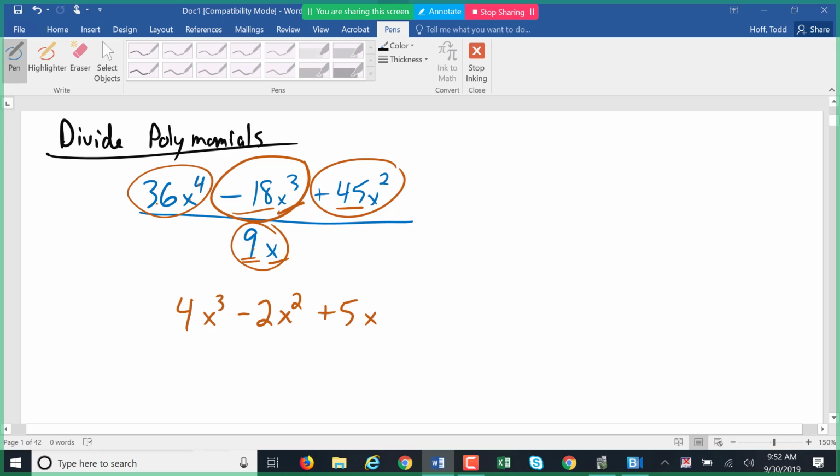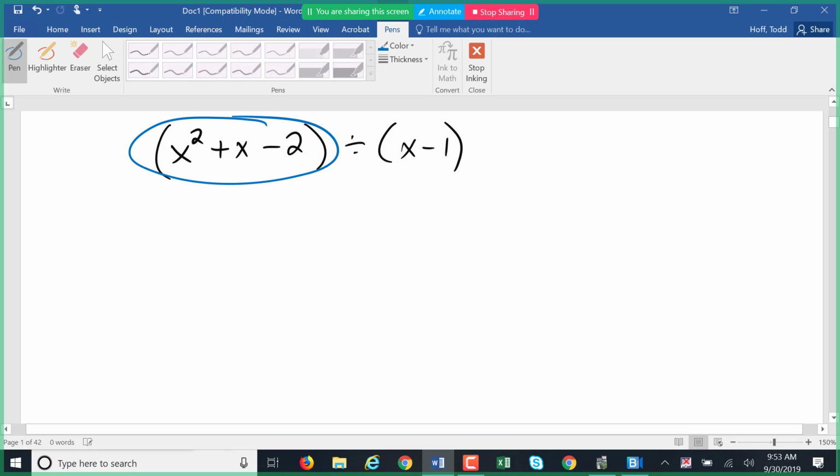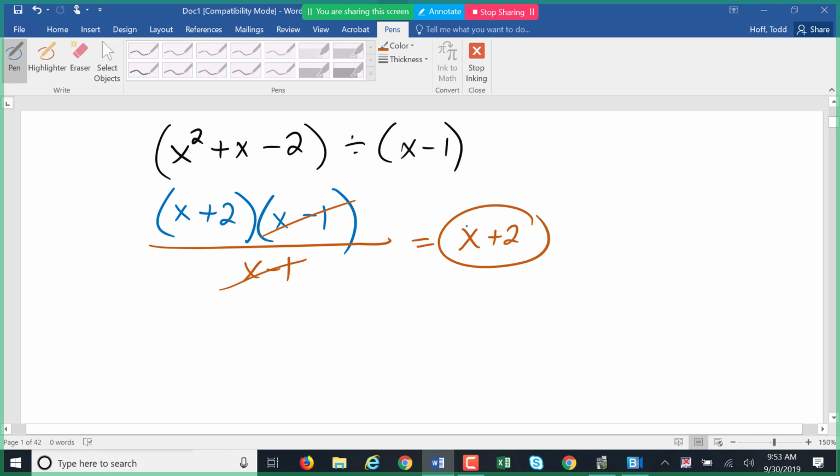Well, today we want to look at what happens if we divide that polynomial by a binomial. So we might have a polynomial like that divided by x minus 1. Well, this one's a rather easy division. If you notice, when you look at this trinomial here, you might recognize that that's factorable as x plus 2 times x minus 1. And if that's the case and we're dividing it by x minus 1, well, you can just cancel out the x minus 1 factor to get x plus 2 as our result of that division.